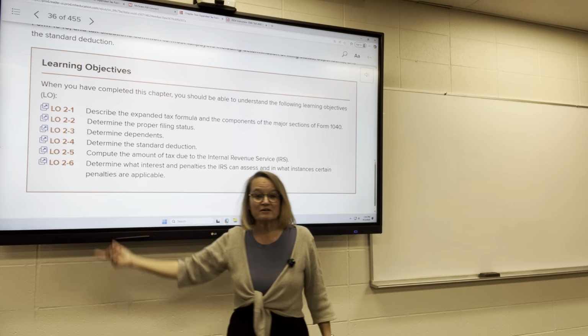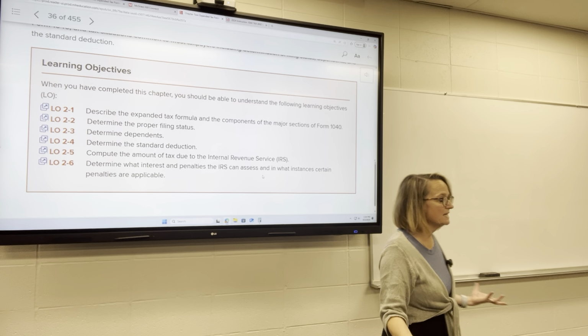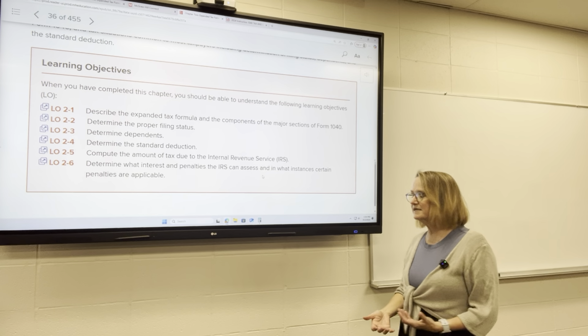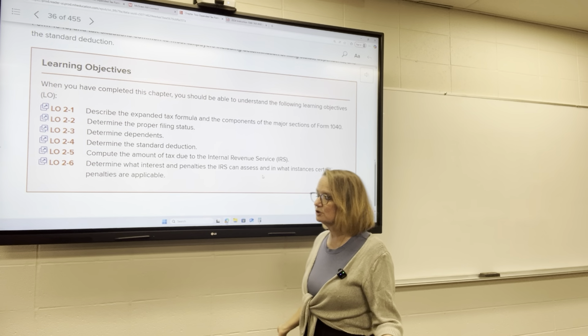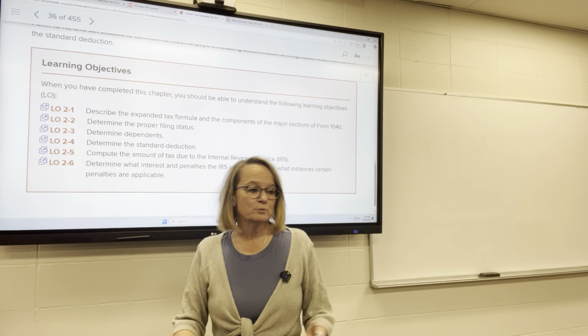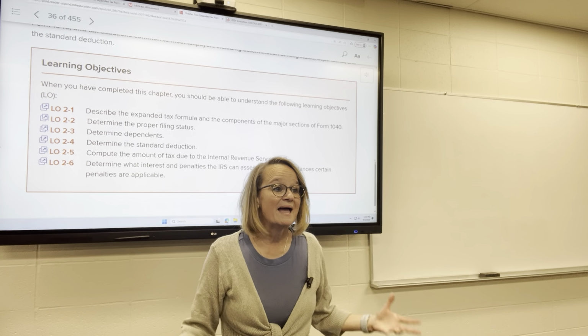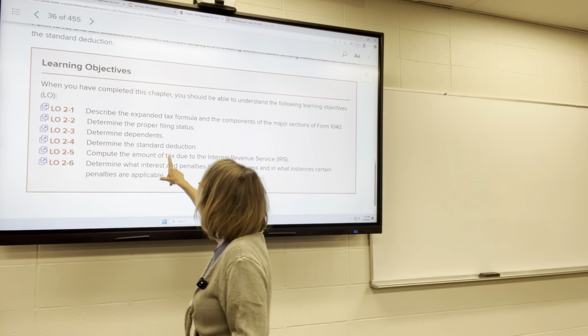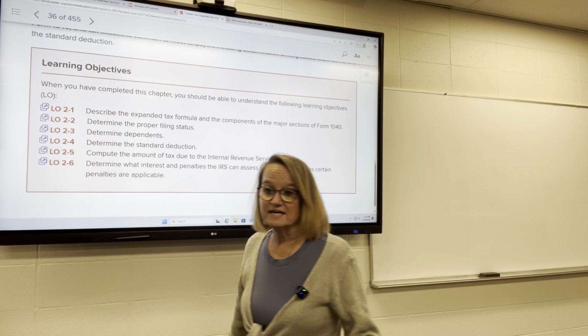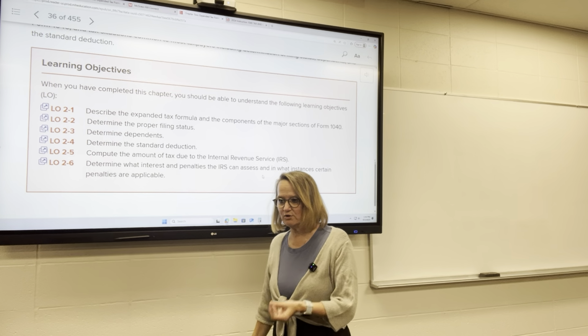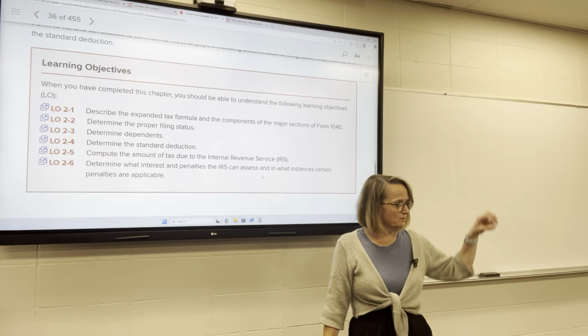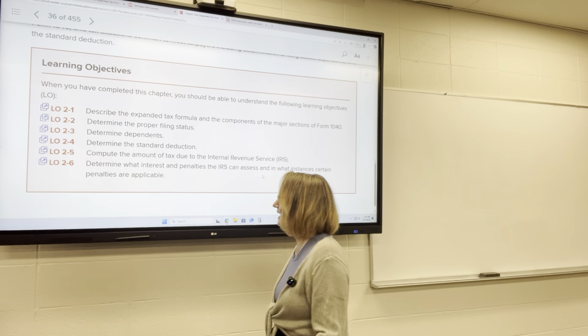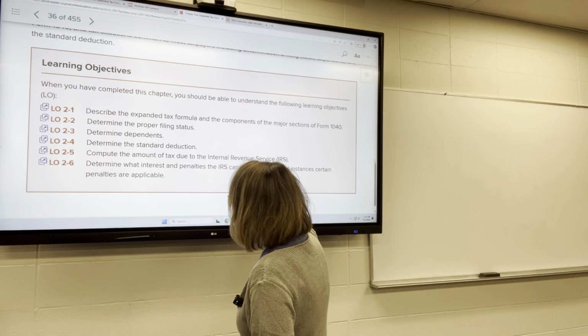Then we're going to talk about dependents, what a dependent is on a tax return and what exactly that means, and how we determine whether somebody is a dependent or not. We're also going to talk about that standard deduction. That's pretty easy. You guys have already done that. You know exactly where to find it, but we'll review that concept a little bit.